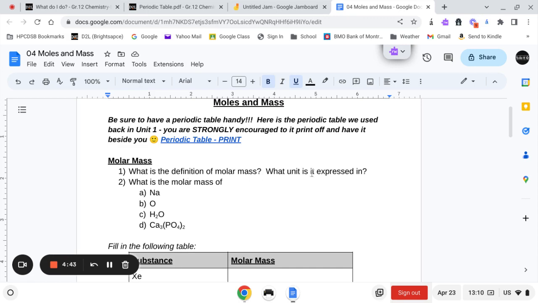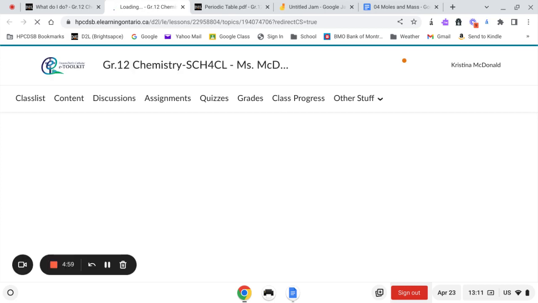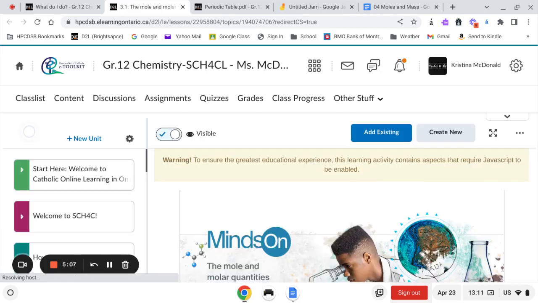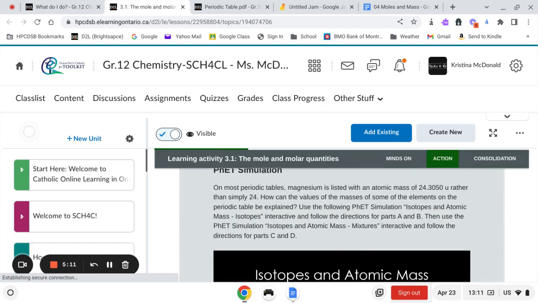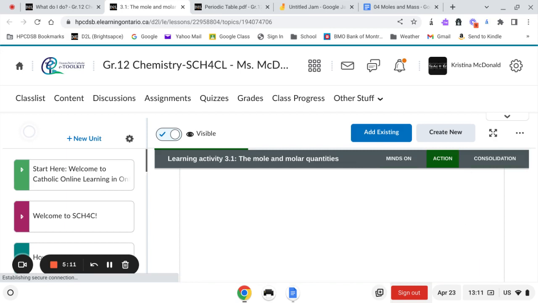So what's the definition of it? What unit is it expressed in? Well, I just went over that with you. But you can go into your main resource note and you can find that work in the main resource note here, while we wait for it to load. And then you're going to scroll through and you're going to find where lesson 7 begins. Okay, so here it is. So we just scroll down and we go to lesson 7, lesson 4.